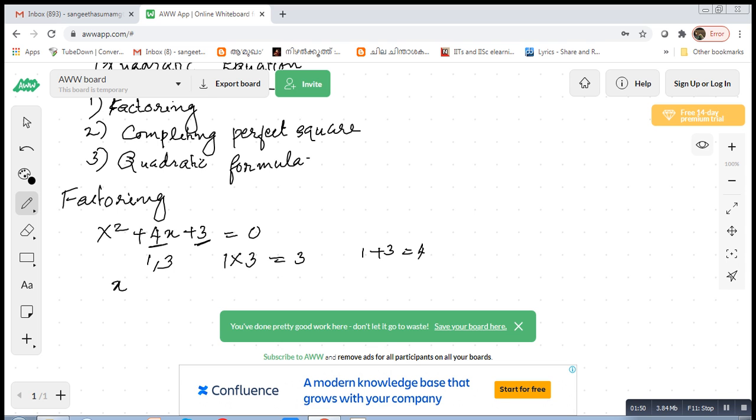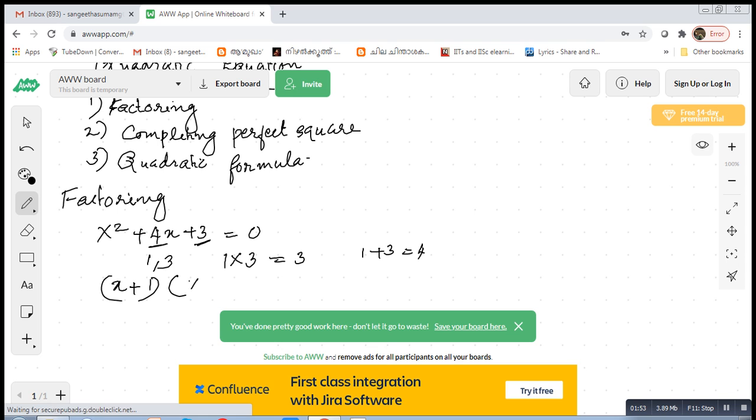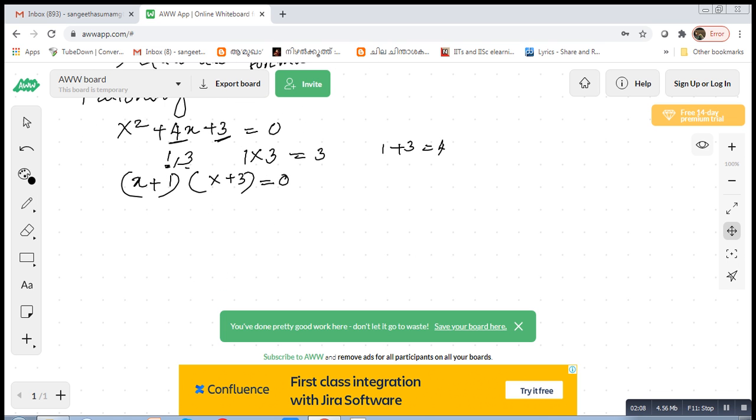So we will take x plus 1 and x plus 3 as our factors, because we have got positive 1 and positive 3 as our factors. So we can equate that to 0. Now if you want to solve for x, we can equate the individual factors to 0. So x plus 1 I'm equating to 0, and x plus 3 also I can equate to 0. So I got the answers for x now. x is equal to negative 1 and x is equal to negative 3.